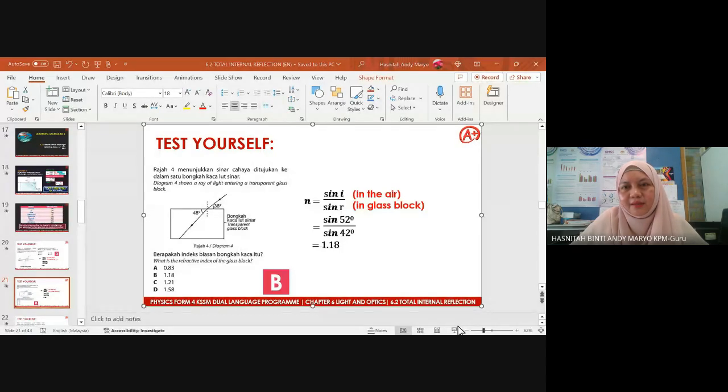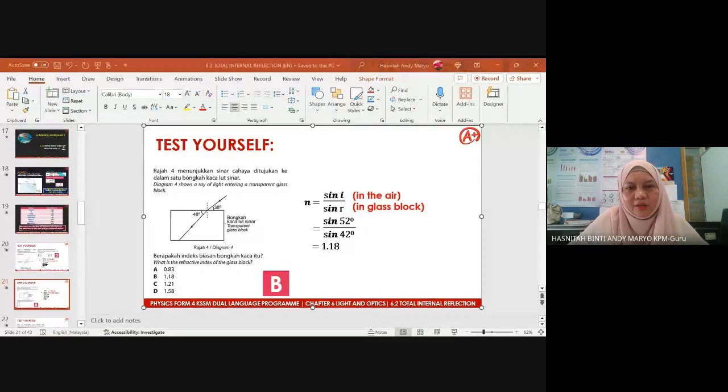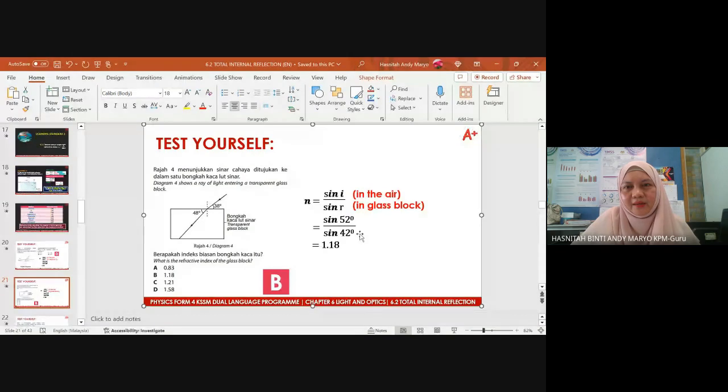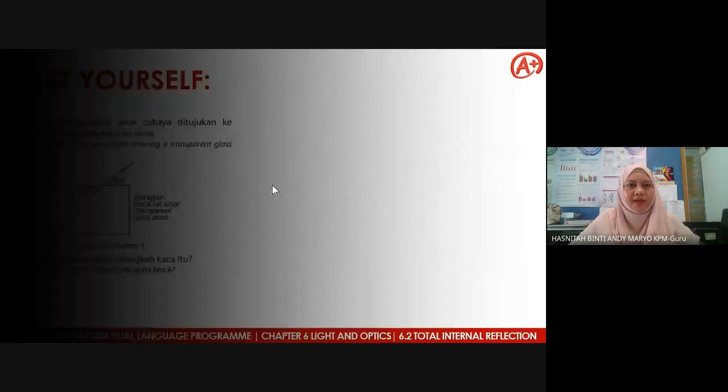So the answer is B. Is 1.18 correct or not? Can you check? Chi Hang and Jiaren, check for me. Sine 52 divide sine 42, correct or not? 1.18. The rest also please check for me. Yes, correct. Okay, the answer is correct. Only the typing error here, supposed to be 42. I typed 48 earlier.